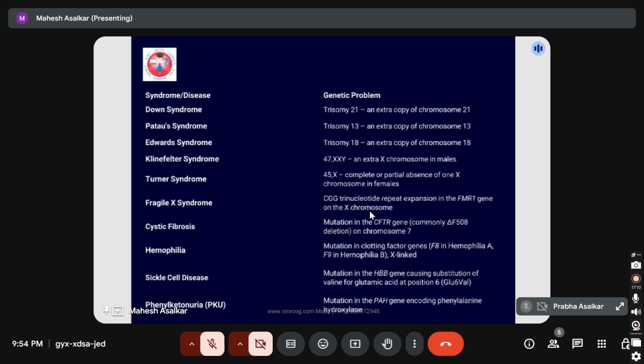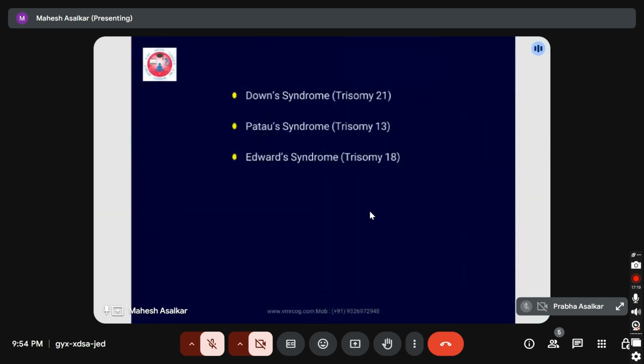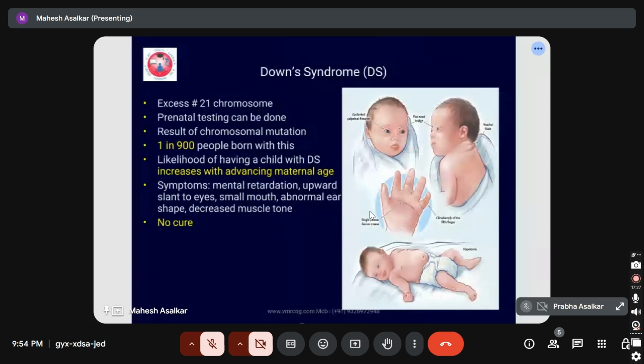Okay, so these are the things which you should remember. What is trisomy and the examples of trisomy, etc. Then we'll go into the details of each. That is Down syndrome, trisomy 21, Patau syndrome, that is trisomy 13, then Edwards syndrome, trisomy 18. Okay, so this is the Down syndrome and the phenotypical features. So in Down syndrome, it is a trisomy 21. There is an excess of chromosome 21.